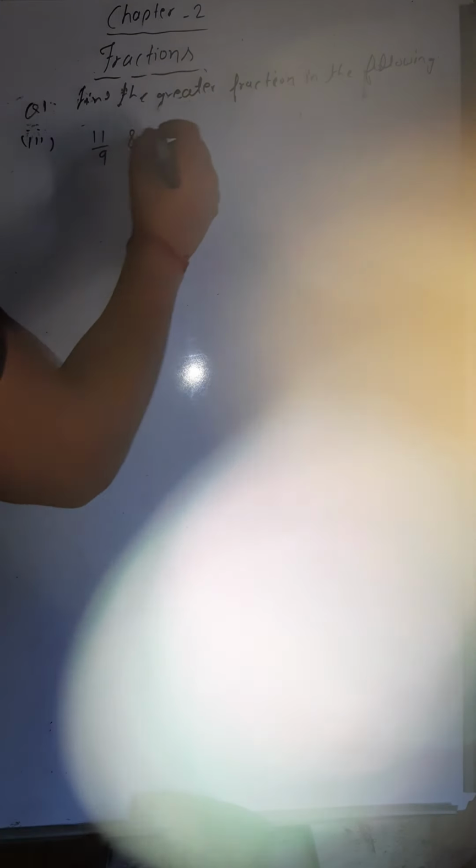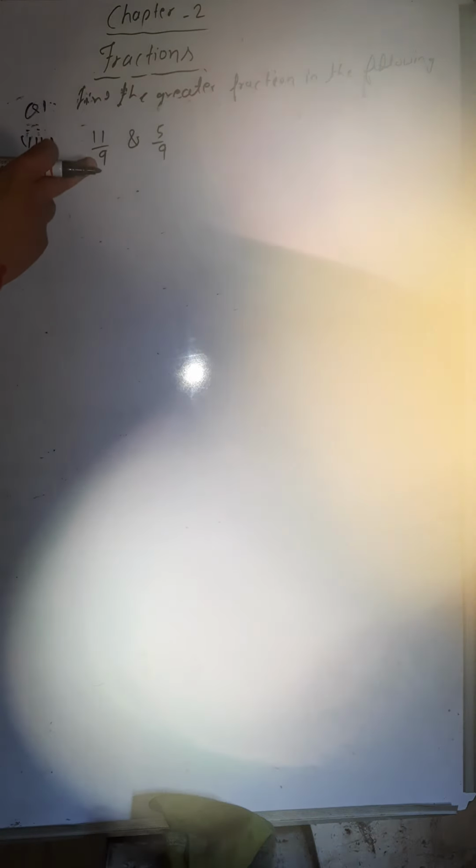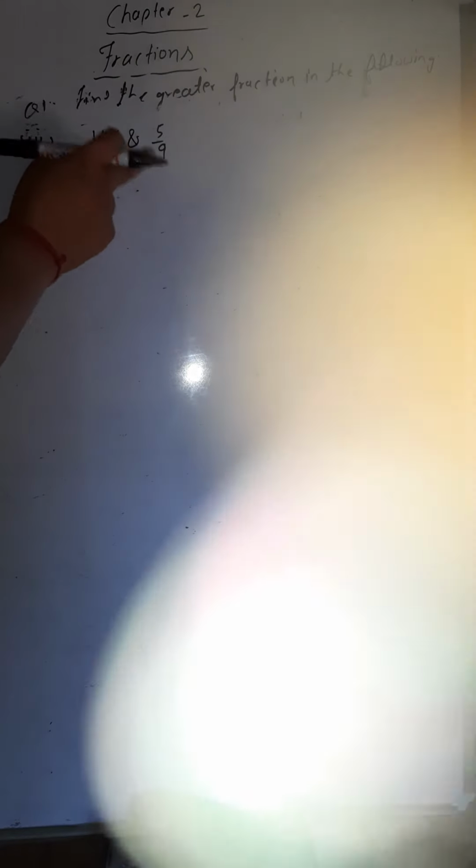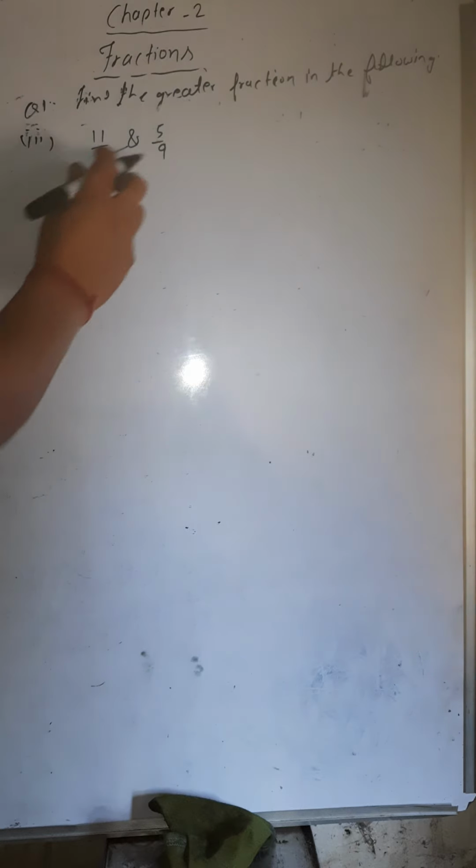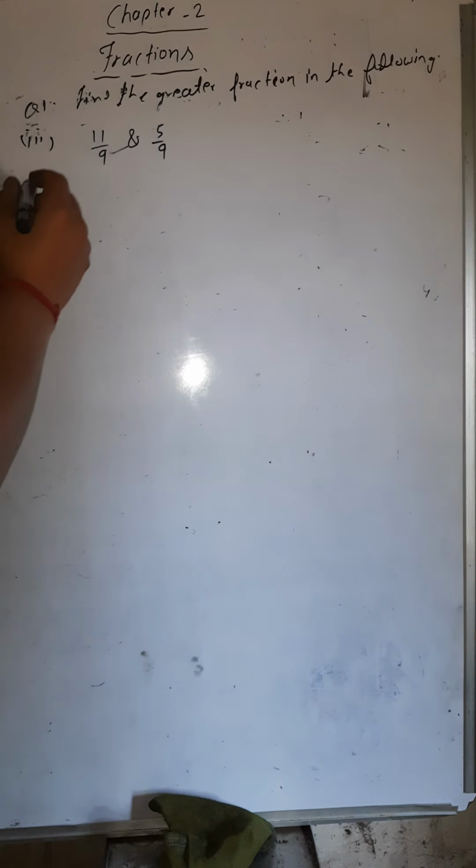These were 2 questions. Now question number 3, which you have to write: 11 by 9 and 5 by 9. Here no need to take the LCM. Here straight away you can say, 11 by 9, both are having the same denominator. So the fraction having the greater numerator will be the greater fraction. So here 11 will be greater. So straight away you can say 11 by 9 is greater than 5 by 9. No need to take the LCM here, because both are having the same denominator.